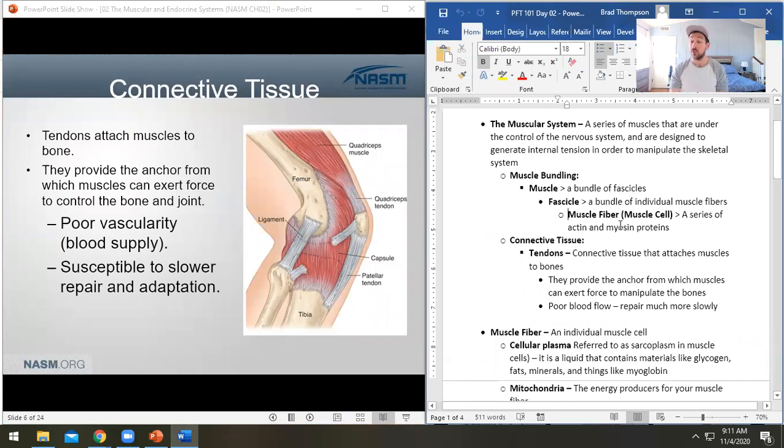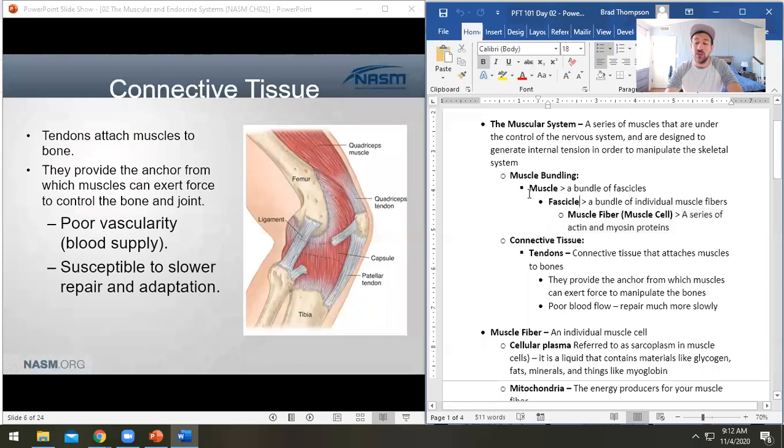So reviewing what I just talked about, the overall big anatomy, right? You've got a muscle, and a muscle is made up of a bundle of fascicles. What is a fascicle? A fascicle is a bundle of muscle fibers, which is what we call a muscle cell. What is a muscle fiber? It's a muscle cell. I walked myself into a corner with that sentence. It's a series of actin and myosin proteins overlapping each other, right?